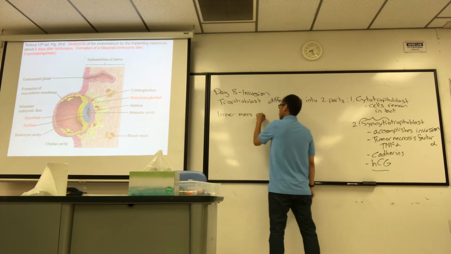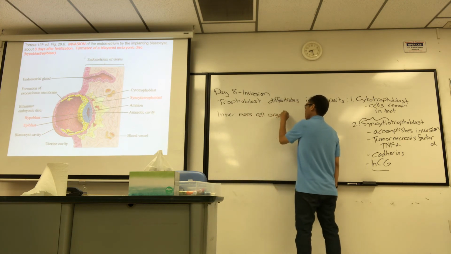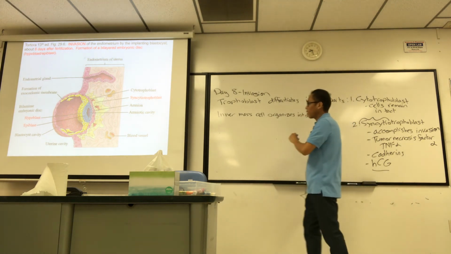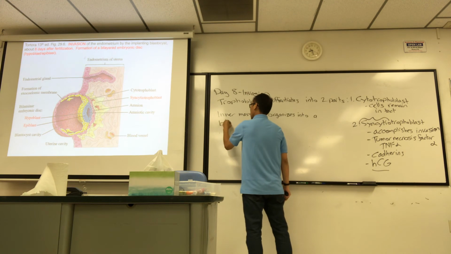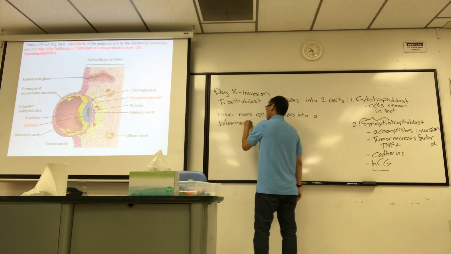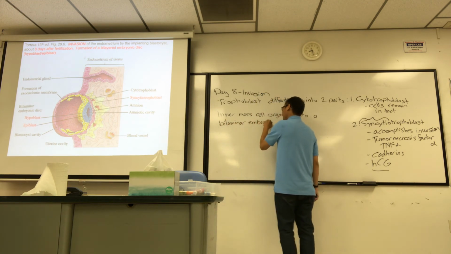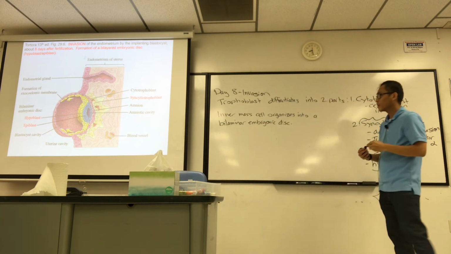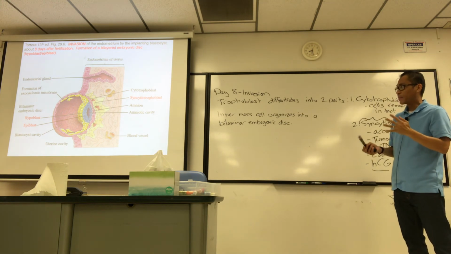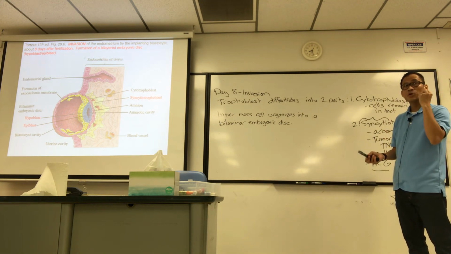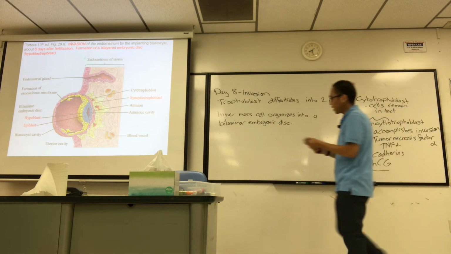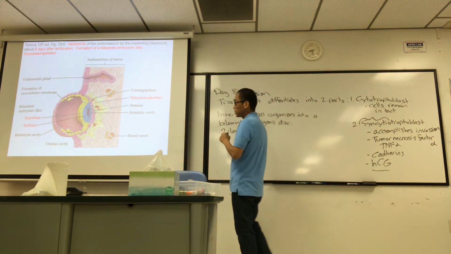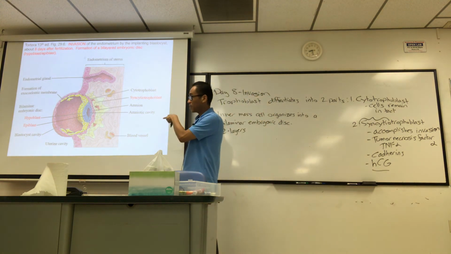Inner cell mass organizes into a bilaminar embryonic disc. Bilaminar means how many layers? Two. Let's note that, two layers. And the two layers are called epiblast and hypoblast, as indicated.